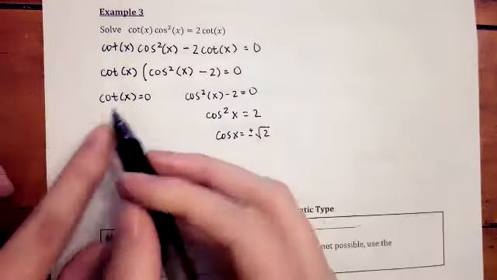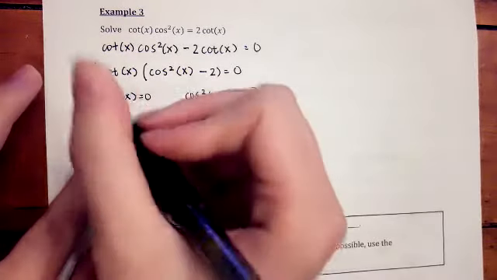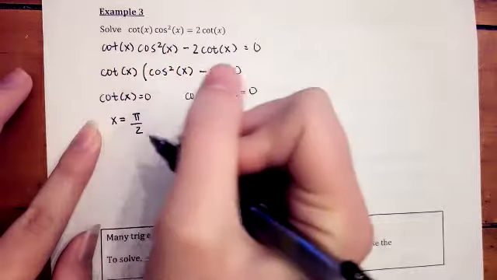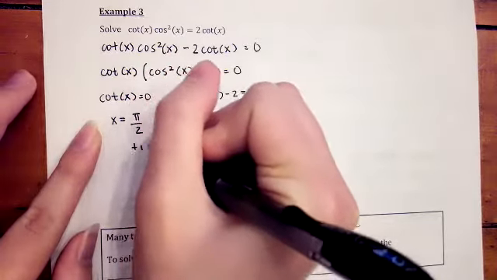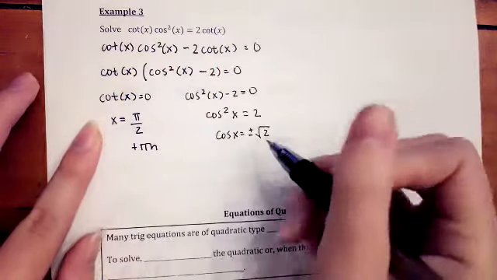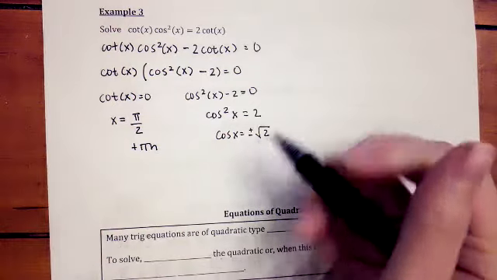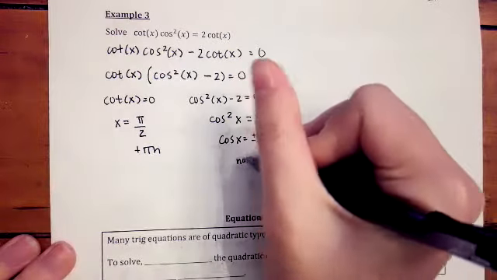Okay, so I have cotangent x equals 0, and on the unit circle, that is when x is equal to pi halves plus pi n, of course, for our general. And we also have that cosine x is plus or minus radical 2. That is not a solution on the unit circle.